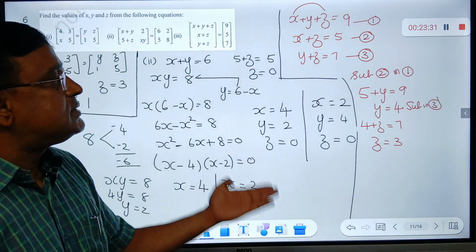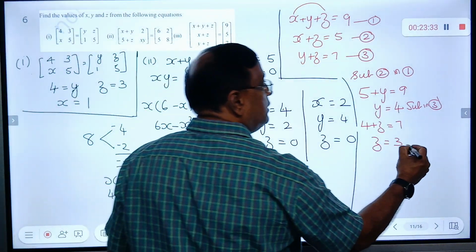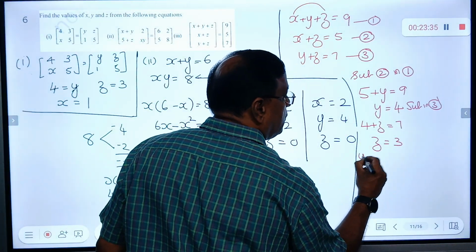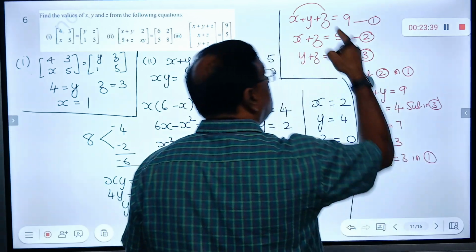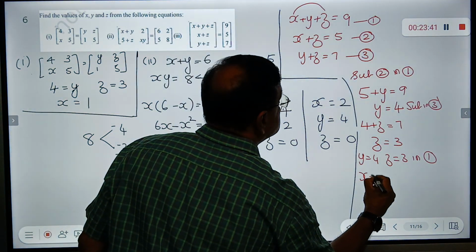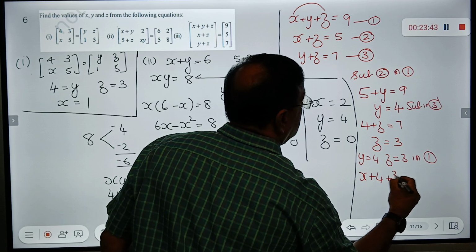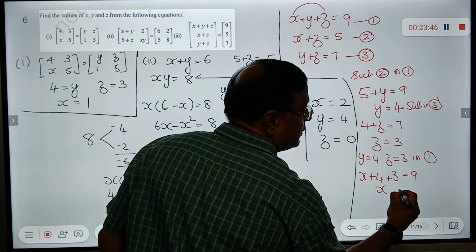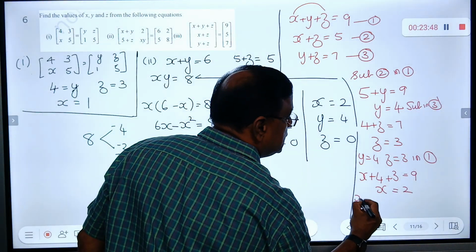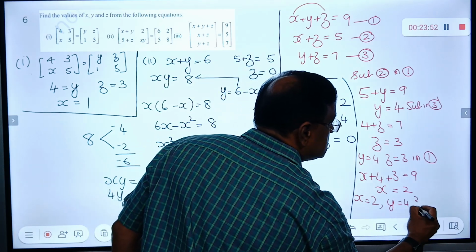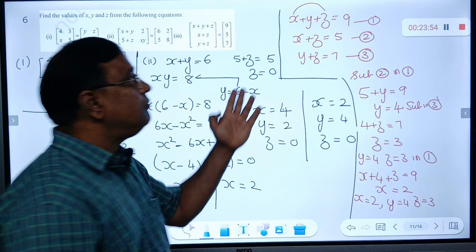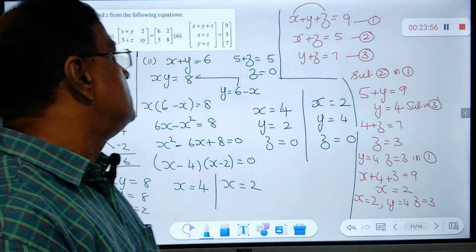Now that I have got y and z, substitute y equal to 4, z equal to 3 in 1. So what do you get? x plus 4 plus 3 equal to 9. I get x is equal to 2. See how nicely it comes. x is equal to 2, y equal to 4 and z equal to 3. So we have solved the system of equations.